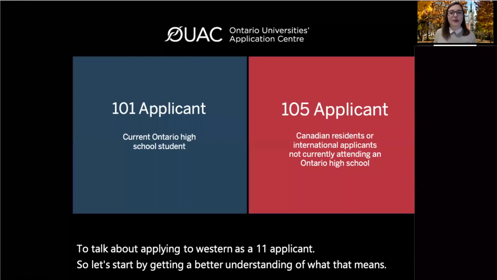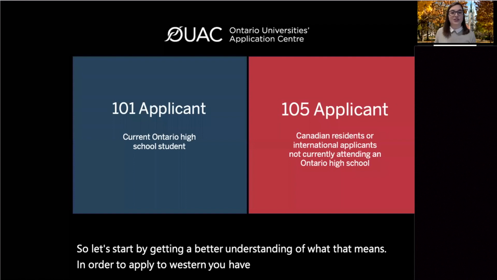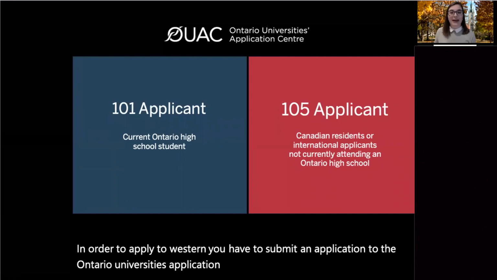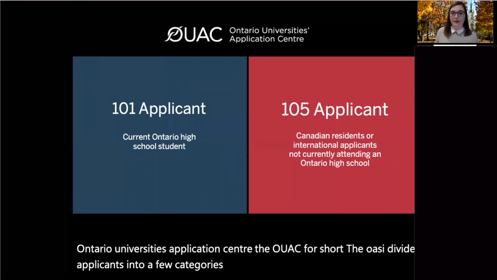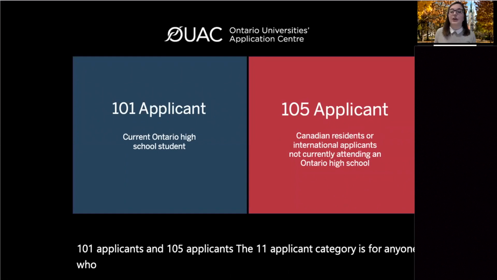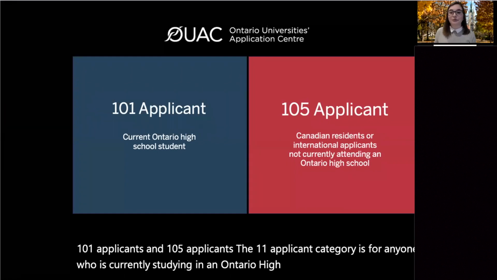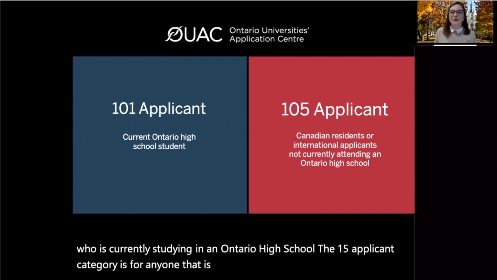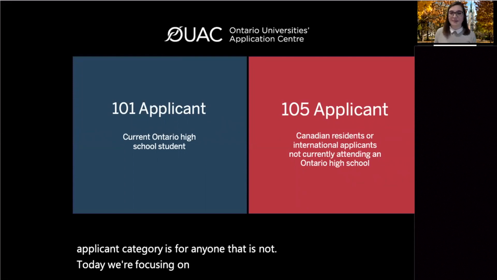In order to apply to Western, you have to submit an application to the Ontario Universities' Application Centre, the OUAC for short. The OUAC divides applicants into a few categories. For undergraduate programs, there are 101 applicants and 105 applicants. The 101 applicant category is for anyone who is currently studying in an Ontario high school. The 105 applicant category is for anyone that is not. Today, we're focusing on 101 applicants.